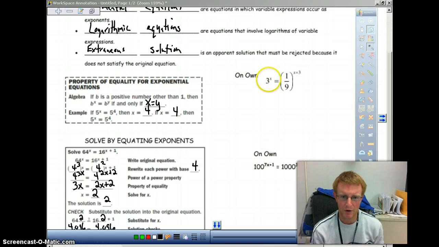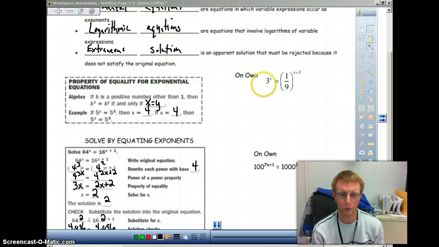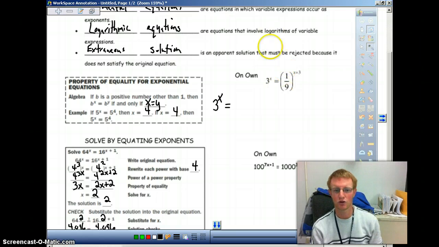So here, we have 3 to the x equals 1/9 to the x plus 3. Again, I'm looking at 3 as my base. There is no other way that we can break down 3, so 3 is going to have to stay as our base. So it's going to have to be 3 to the x equals, and we're going to have to somehow change 1/9 to a base of 3.